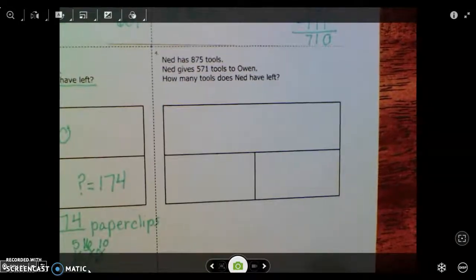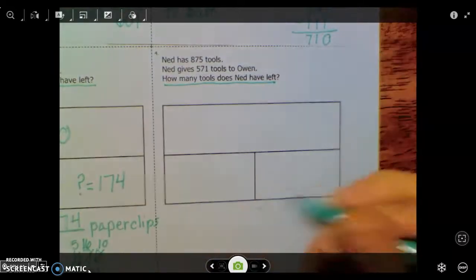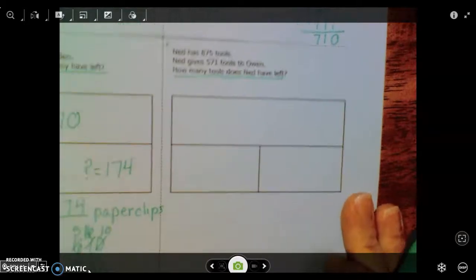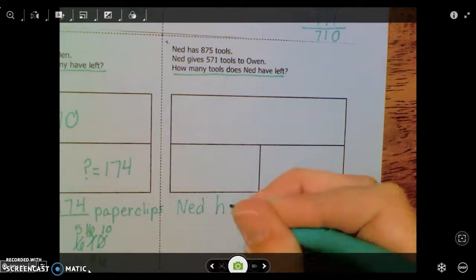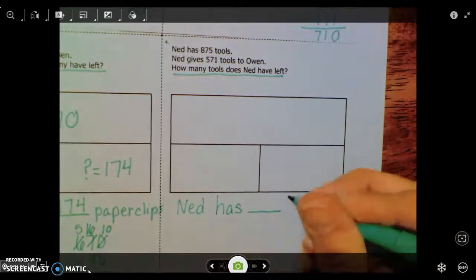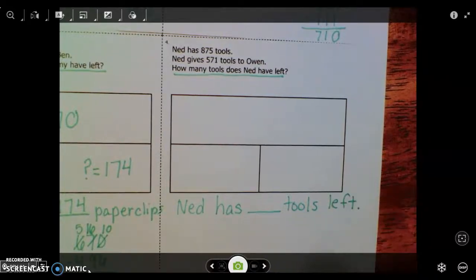Okay. Again, the first step is to read the entire problem. It says Ned has 875 tools. Ned gives 571 tools to Owen. How many tools does Ned have left? Our next step is to rewrite this question as a statement. How many tools does Ned have left? So I'm going to write, Ned has blank tools left. Go ahead and pause the video and copy this statement down.